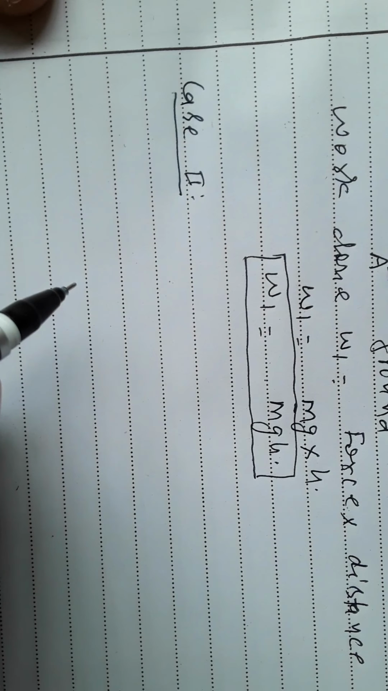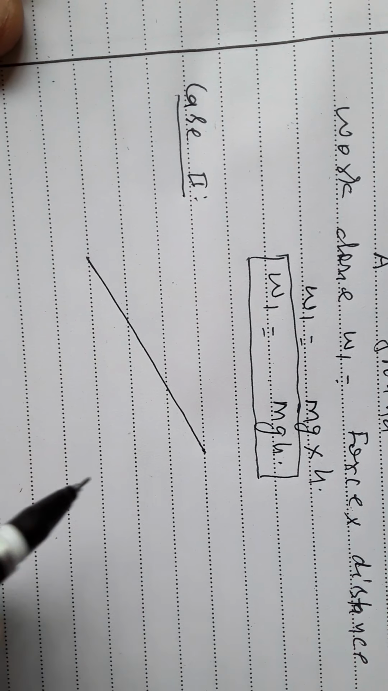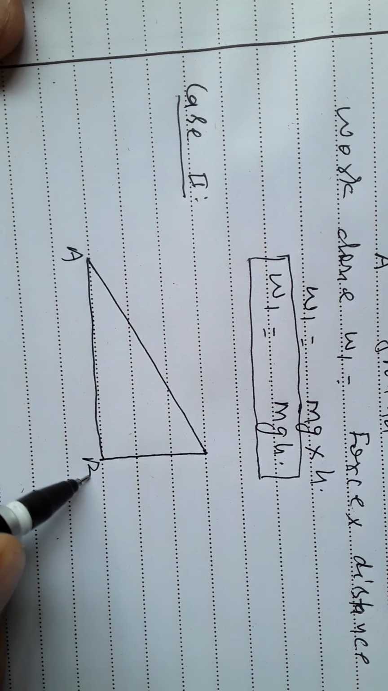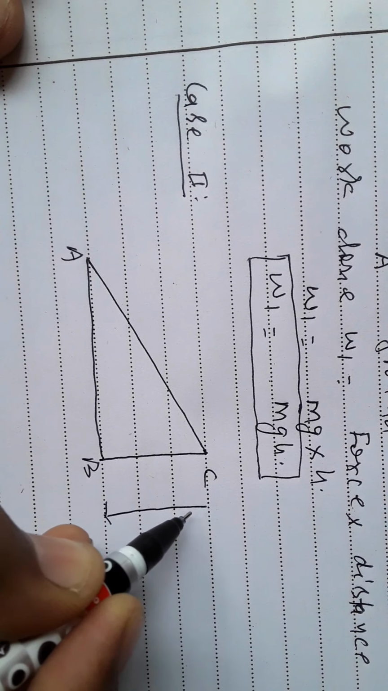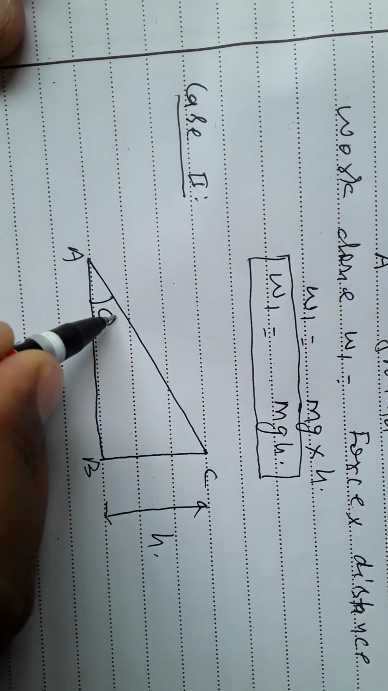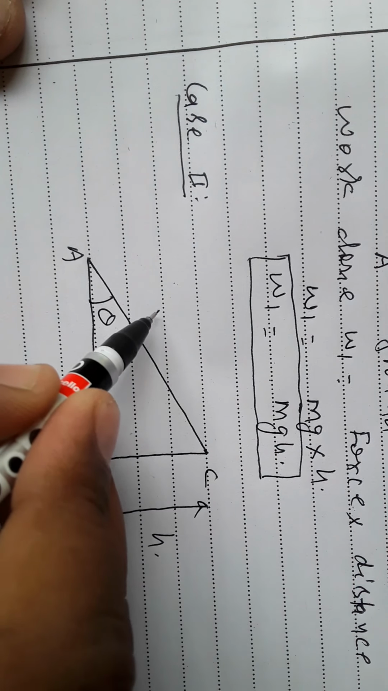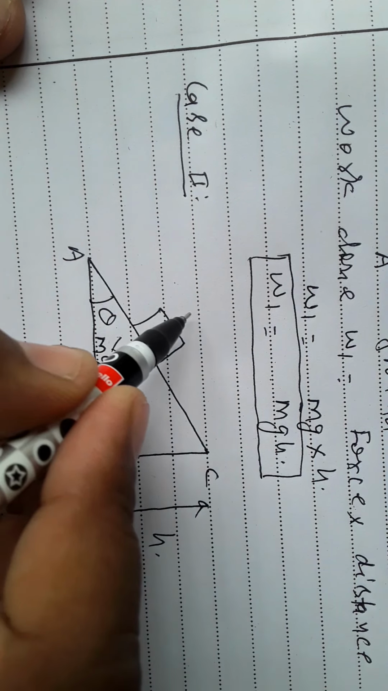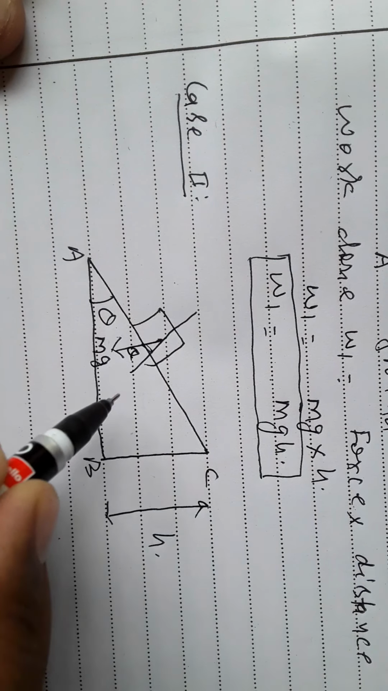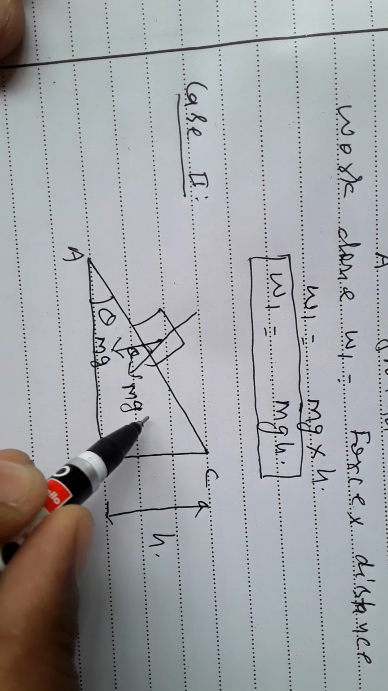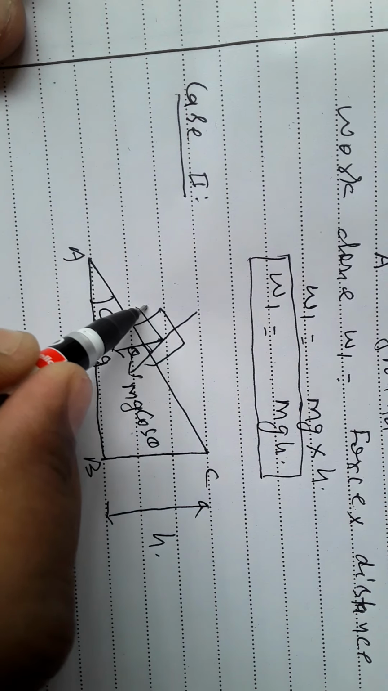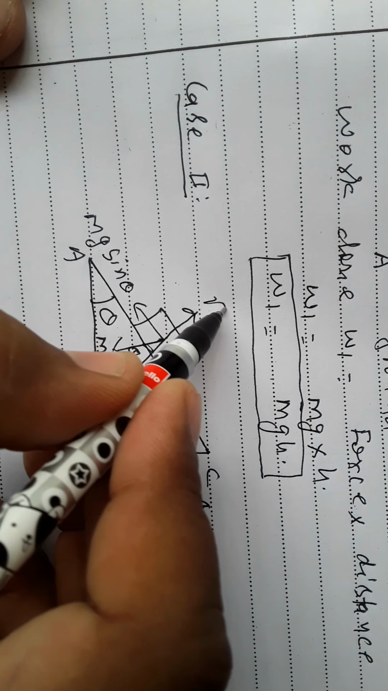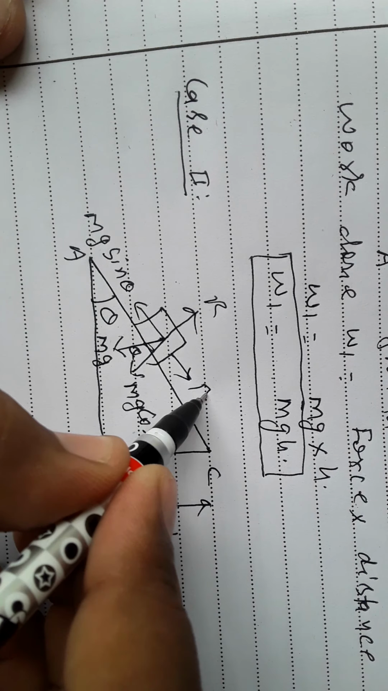In the second case, if the body is moving on the inclined plane, this is A, B and C. Total height is h, angle is theta. Weight is acting downward, mg. This is angle theta. Resolve mg into two components, mg cos theta and mg sin theta. Capital R is the normal reaction. This is the applied force.